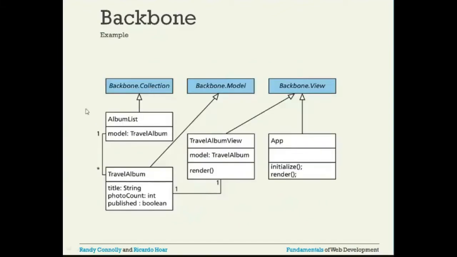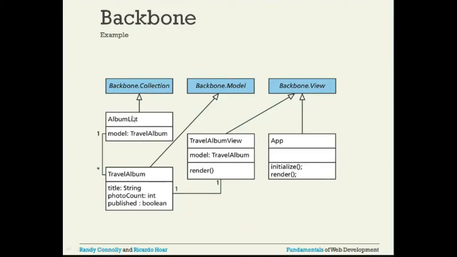So this is the example. This you can see is a model. It extends Backbone.Model. The name of the model is TravelAlbum, and it has a title, photo count, and published. And these are the data types: title is a string, photo count is an int, and published is a boolean, published yes or no. This model would be stored in a collection, and the name of the collection is AlbumList, which extends Backbone.Collection. You can see the model TravelAlbum.